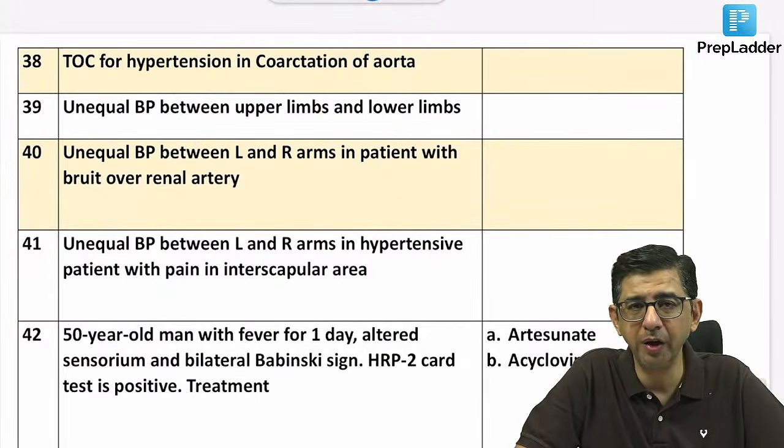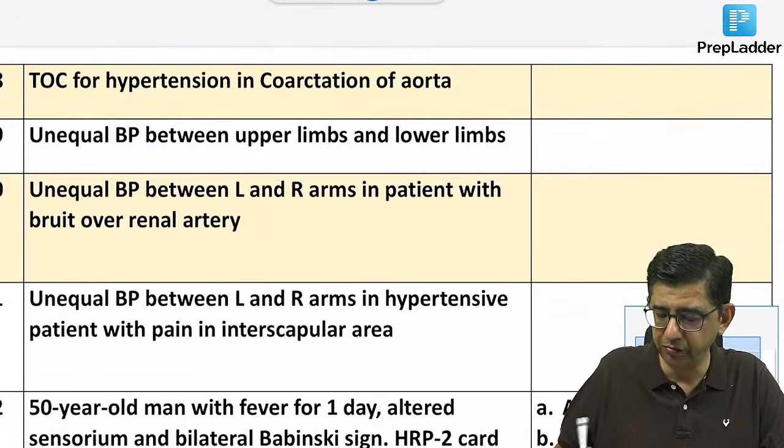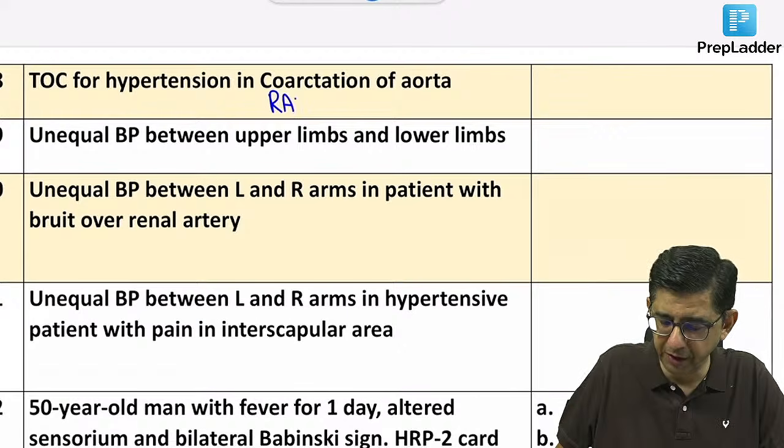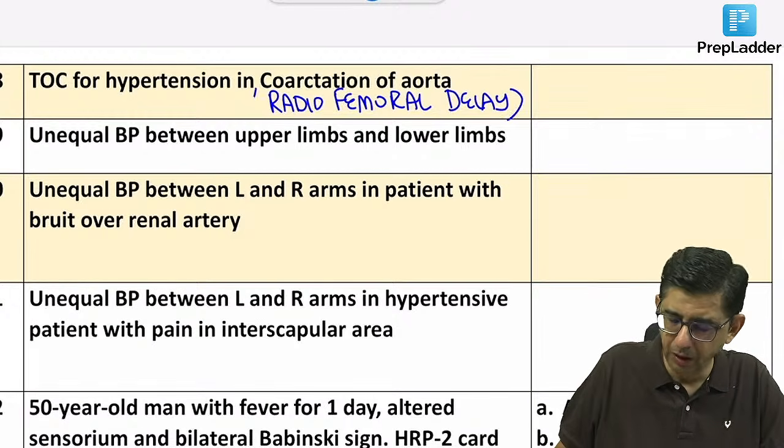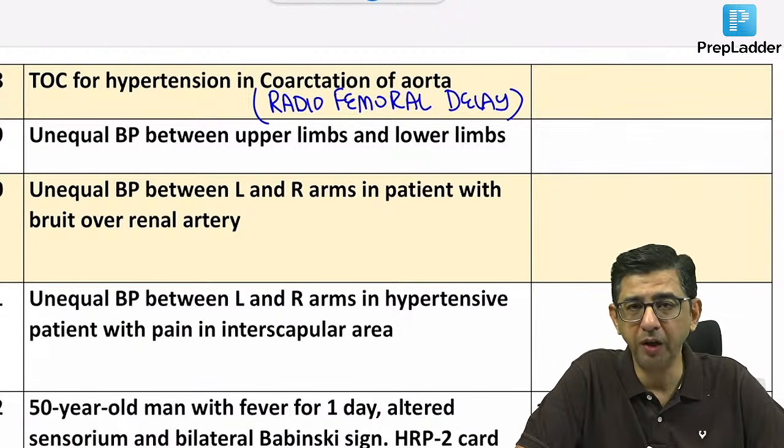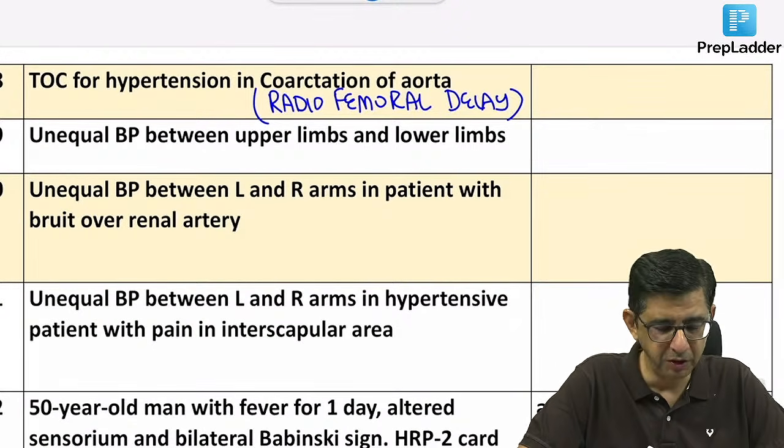Then he's asked regarding management of hypertension and coarctation of aorta. The keywords for identifying the question would be radiofemoral delay, because most of the time the coarctation of aorta would be involving the descending part of the aorta. So how do you manage the hypertension in this case?